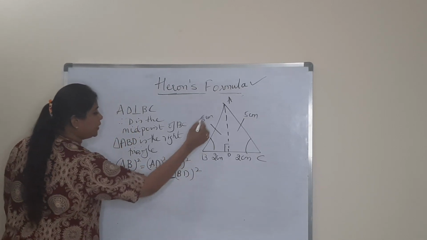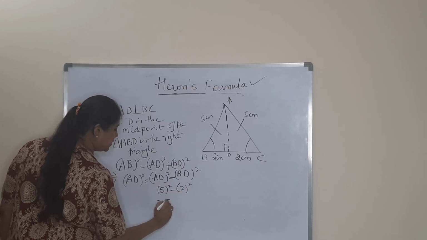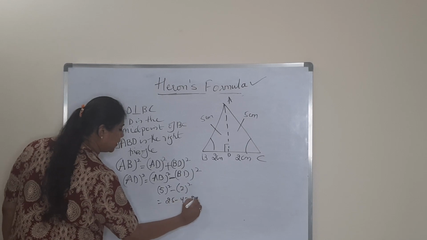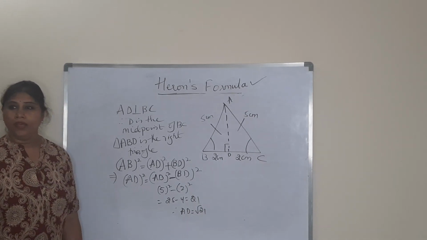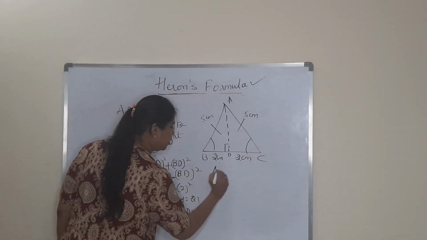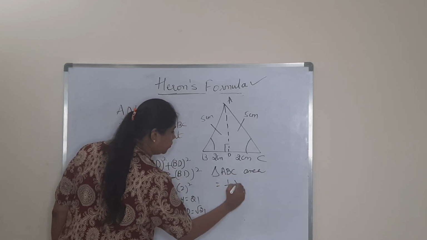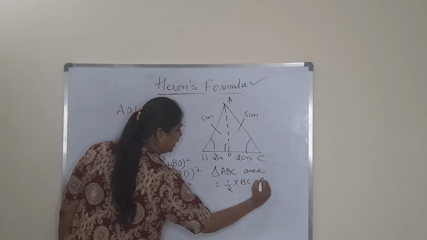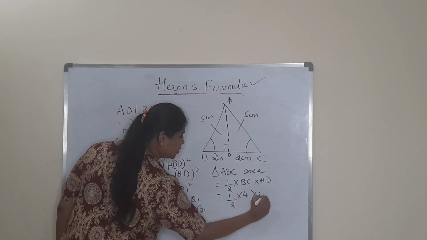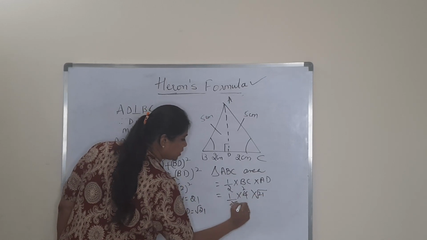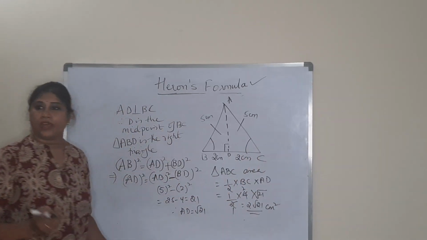So AD square is AB square minus BD square, which is 5 square minus 2 square. This is 25 minus 4, which is 21. Therefore, AD is equal to root 21. Now we have found our height. So we can easily find the area of triangle ABC, which is half into base BC into height AD. That is half into BC, which is 4, into AD, which is root 21. 2 ones are 2, 2 twos are 4. So 2 root 21 is the area of the triangle ABC.